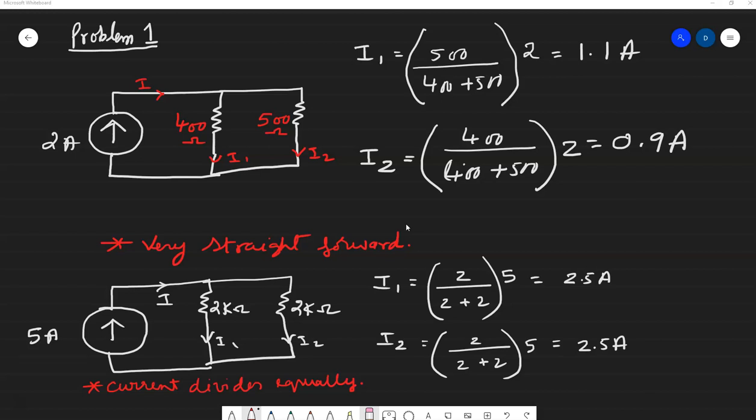So it's very straightforward. Now one more simple example. We have a 5 amps current source, and this time we have equal resistances. So we have 2 kilo ohm and 2 kilo ohm. The current I1 is the other resistor divided by total resistor times I, that's 2.5 amps. Again I2 is the other resistor divided by total resistor times 5, which is 2.5 amps. Because the resistances are the same, the current is divided equally. So you just have to remember this type of concept.